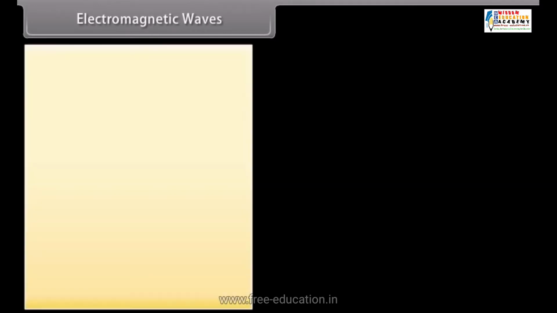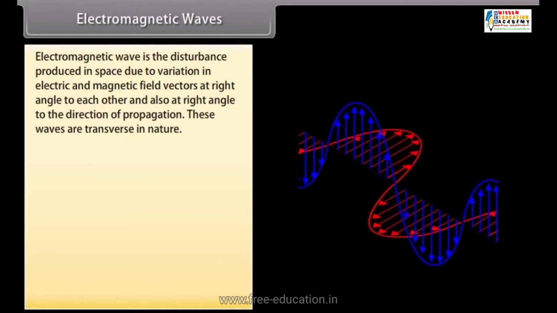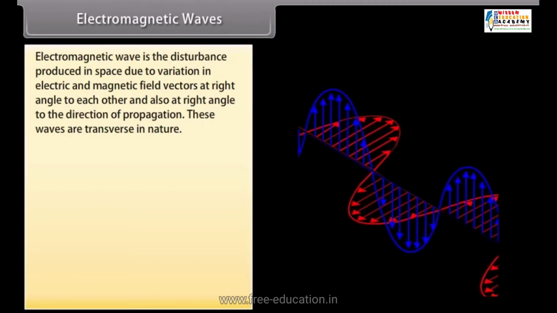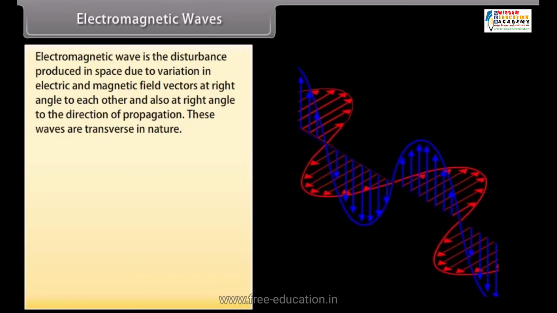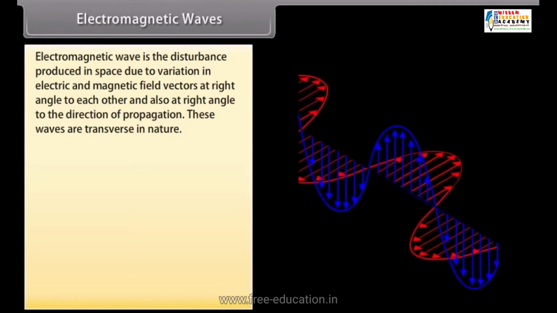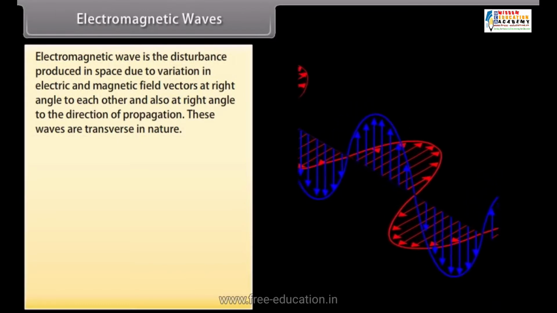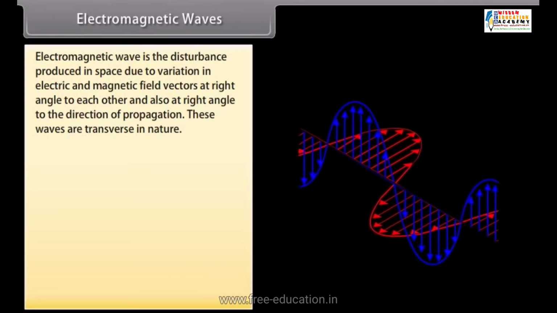Electromagnetic waves. An electromagnetic wave is the disturbance produced in space due to variation in electric and magnetic field vectors at right angle to each other and also at right angle to the direction of propagation. These waves are transverse in nature.